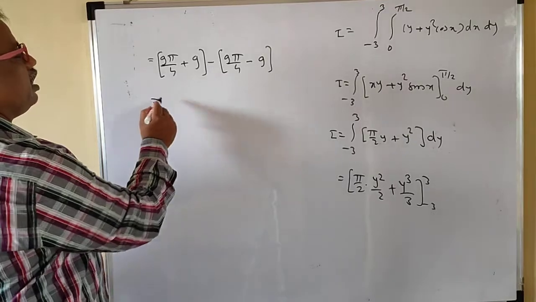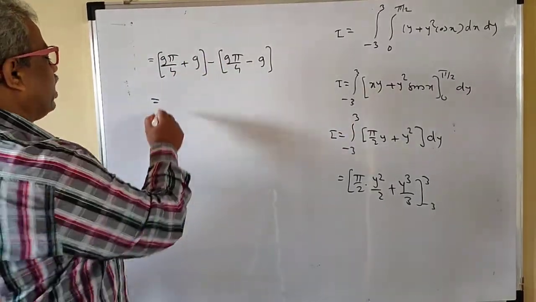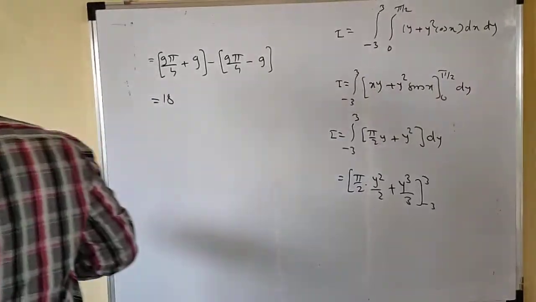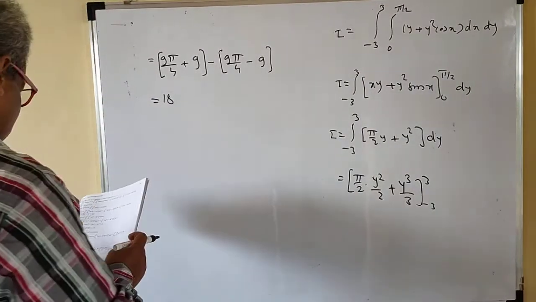So now see here. 9 pi by 4 minus 9 pi by 4 gets cancelled. 9 plus 9 is 18. So your answer is what? 18. Your answer is 18.